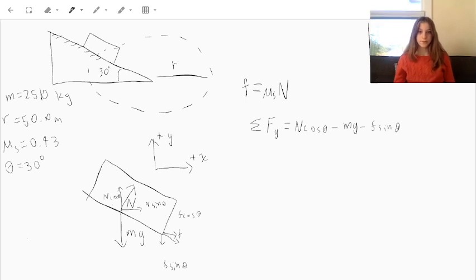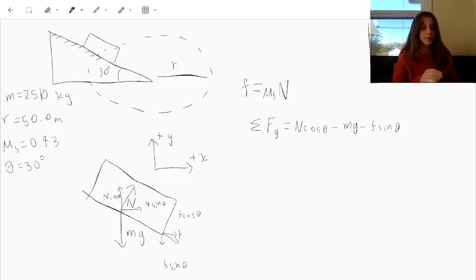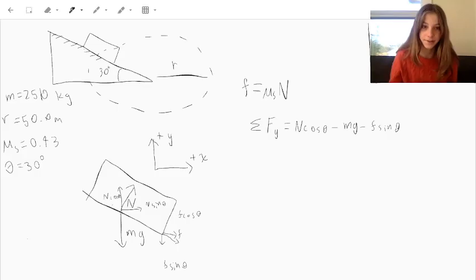So now that we have all of this, we know that it's not accelerating up or down because the car is not sliding up the ramp. That's part of the problem. We're trying to find the maximum speed where it doesn't slide up the ramp. So we can say it's equal to 0 because there's no acceleration in the y direction.